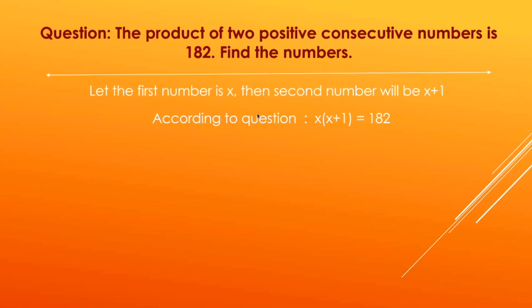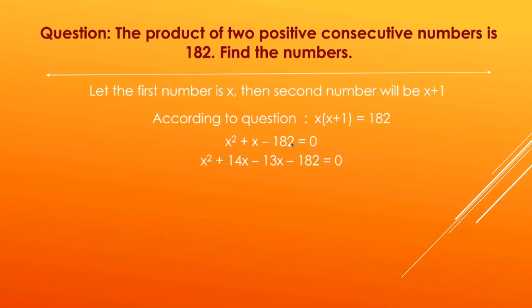According to the statement of the question, the product of two positive consecutive numbers. Product means the numbers are multiplied with each other. So x into x plus 1 is equal to 182. When we multiply x with the bracket, we get x square plus x, and 182 goes to the left hand side, so the equation becomes x square plus x minus 182 is equal to 0.